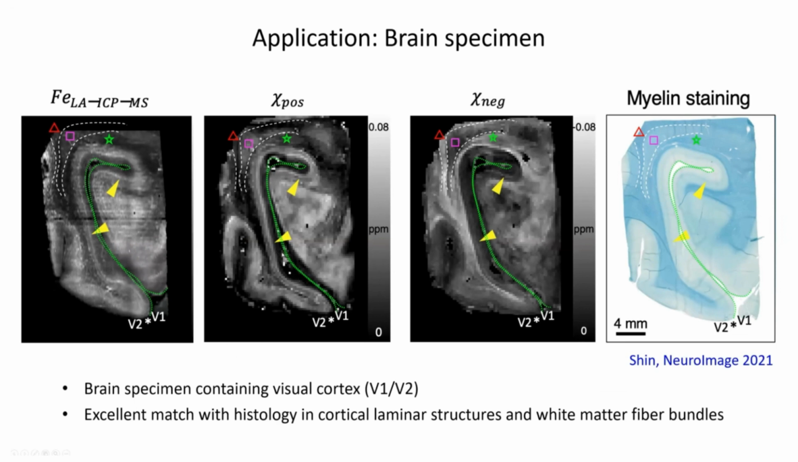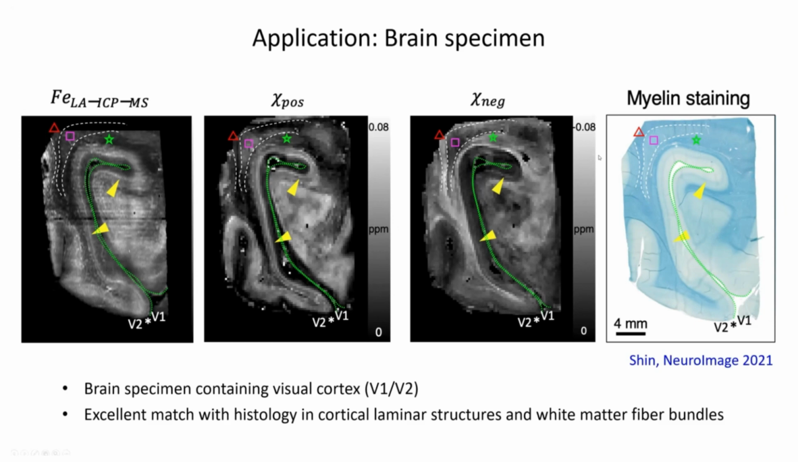You can clearly see delineation of the laminar locations, not only in the iron maps, but also in the myelin maps. And also white matter bundles seem to show a similarity in terms of their contrast between myelin stain and iron, the chi negative map shown on these two images.